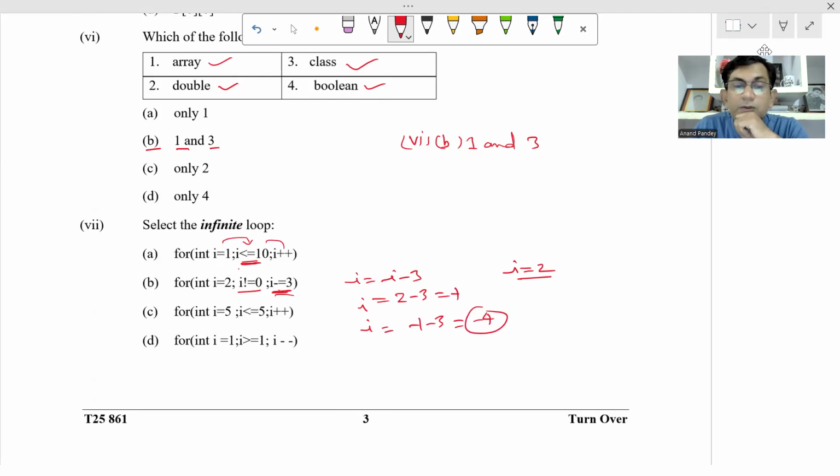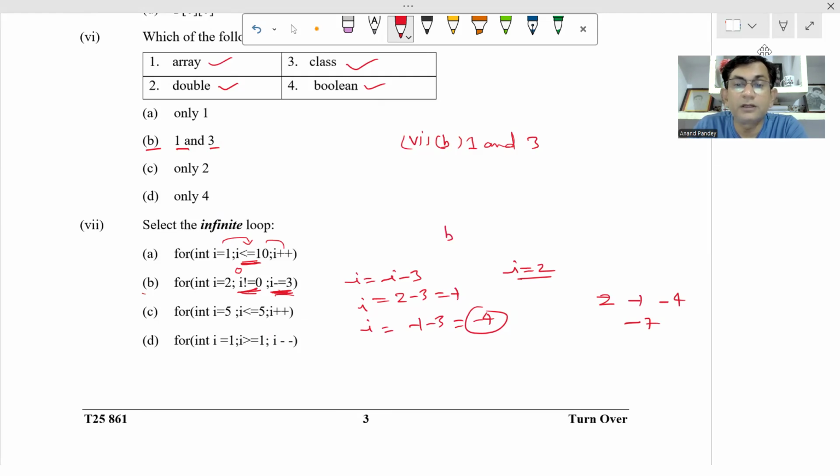Okay. This condition, 0 not equal to 0, will be false when the value of I will be 0. But here, since we are decreasing the value of I by 3 every time, first time 2, then minus 1, then minus 4, then minus 7, and so on, it will never become 0. So this condition will never be false. So this loop will never be terminated. So answer will be B.